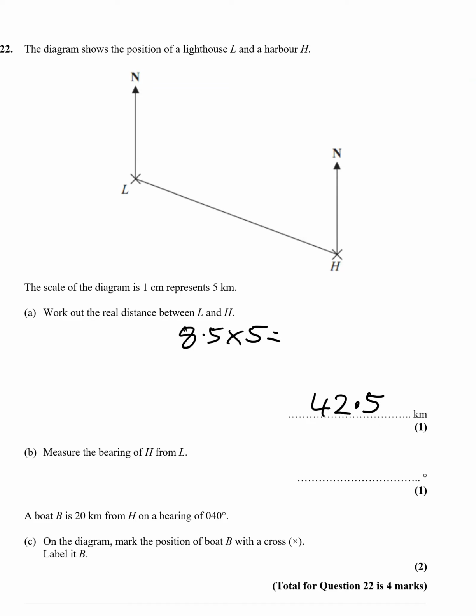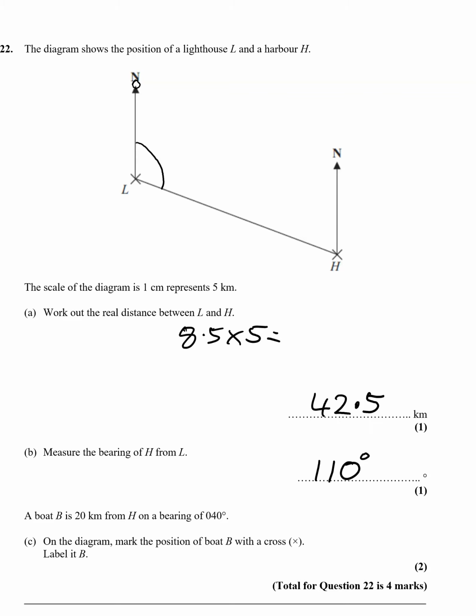Measure the bearing of H from L. So it's basically that angle there that you need to measure. Put your protractor on with 0 here. See where your line is, and the line should be on 110 degrees. And now the last bit: a boat B is 20 kilometres from H on a bearing of 40 degrees, or 040.